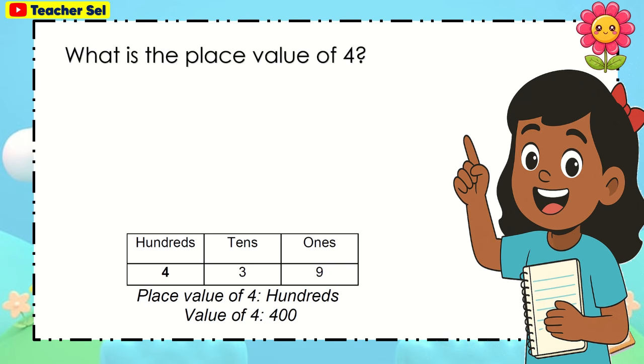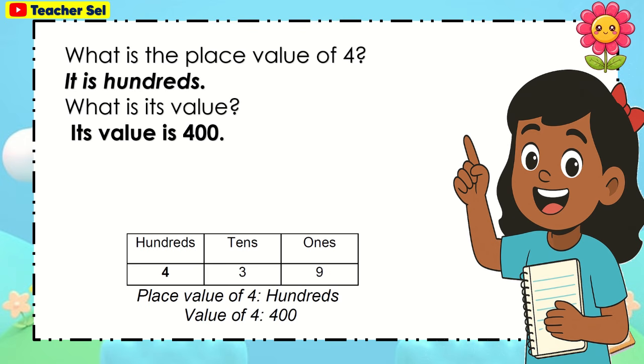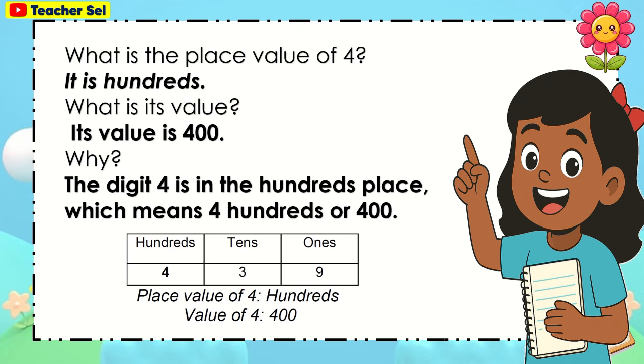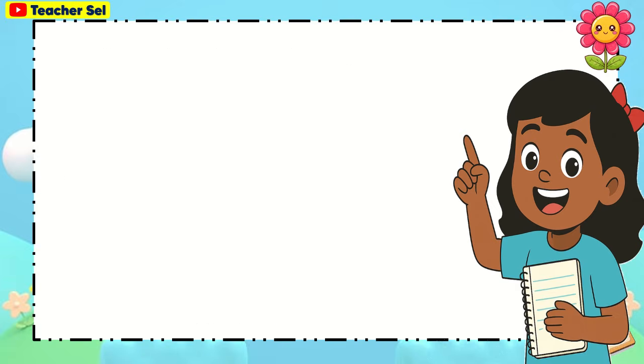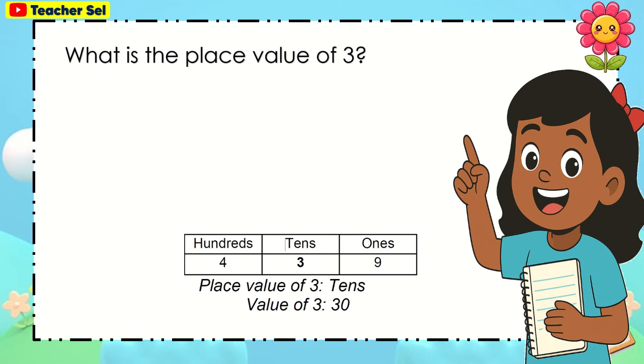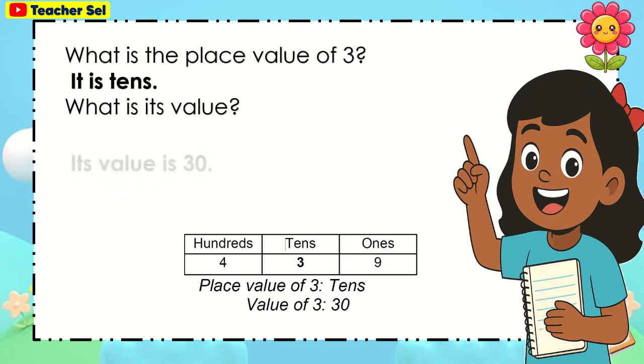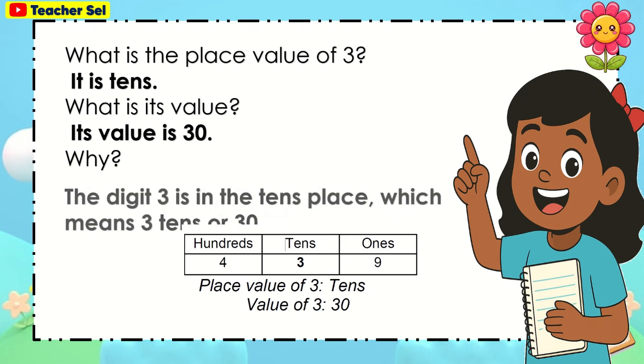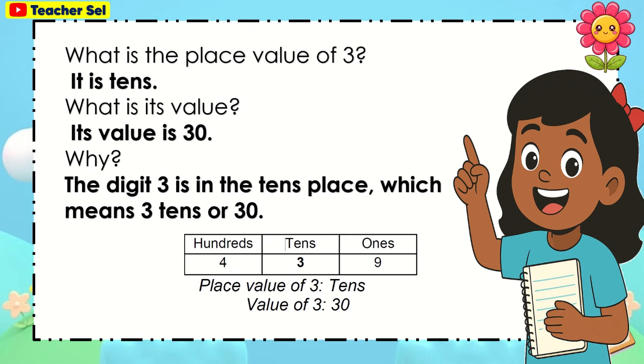What is the place value of 4? It is hundreds. What is its value? Its value is 400. Why? The digit 4 is in the hundreds place, which means 4 hundreds or 400. What is the place value of 3? It is tens. What is its value? Its value is 30. Why? The digit 3 is in the tens place, which means 3 tens or 30.